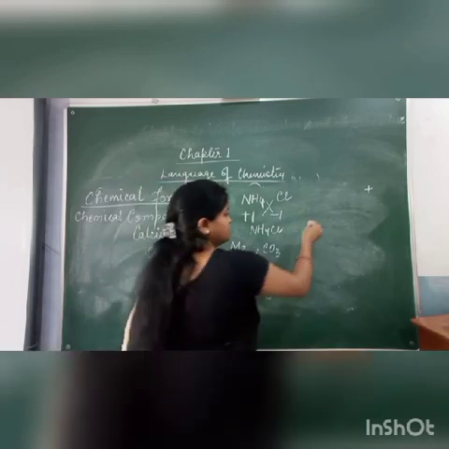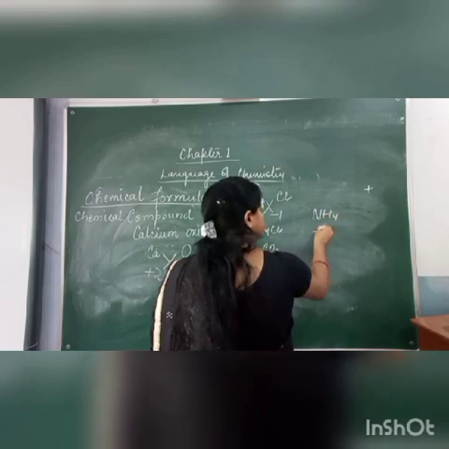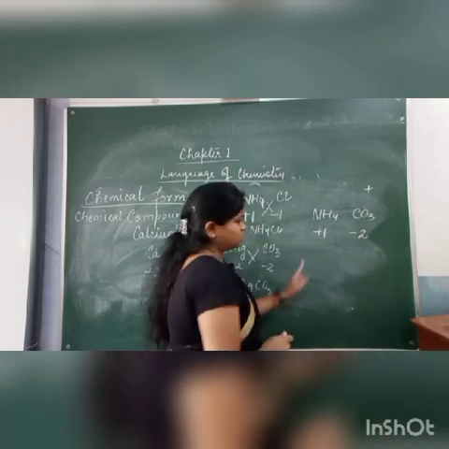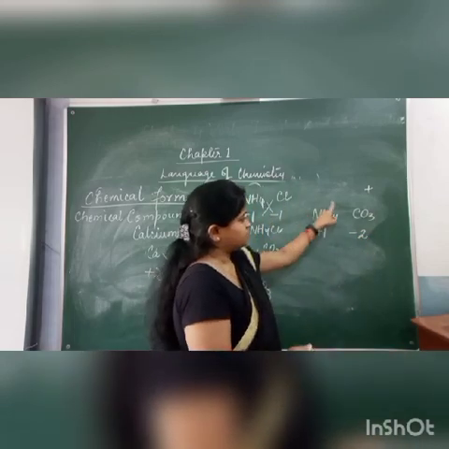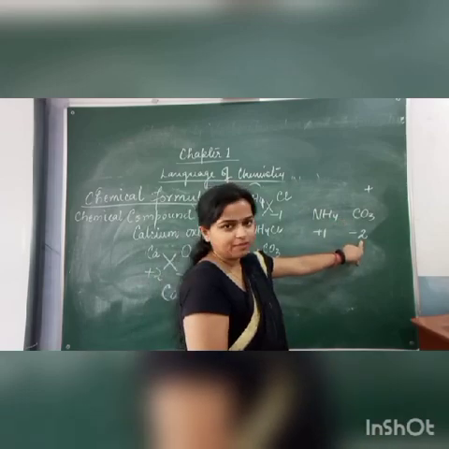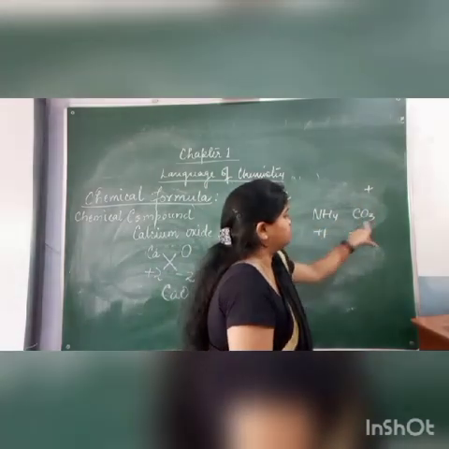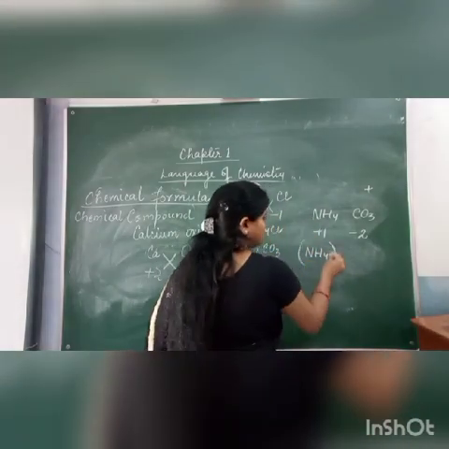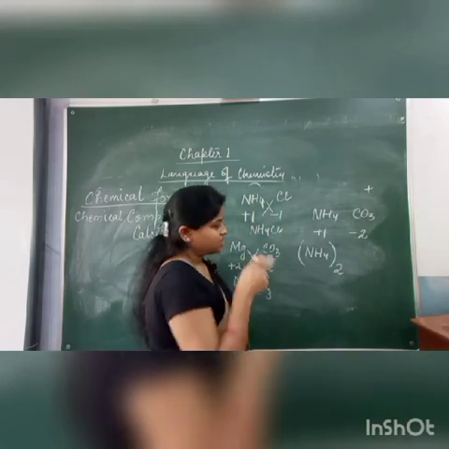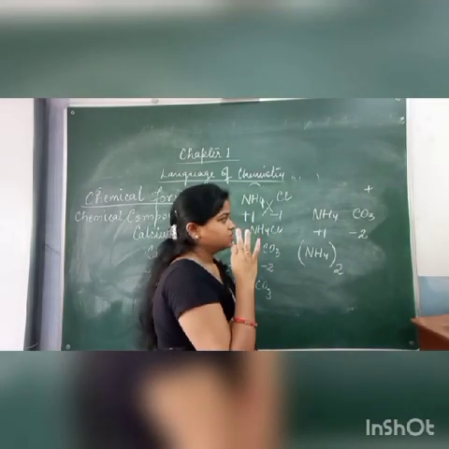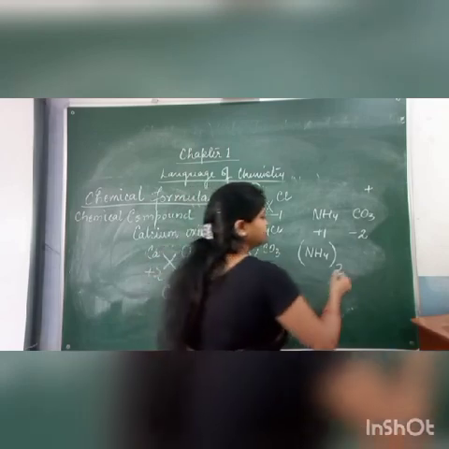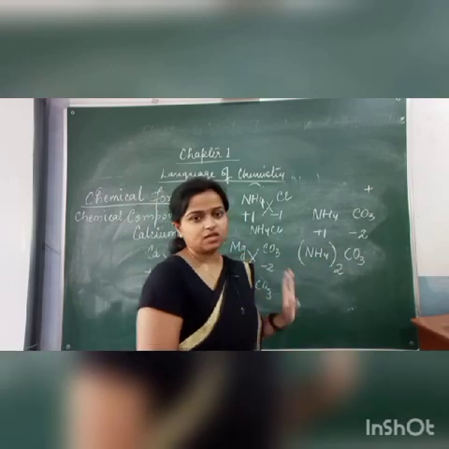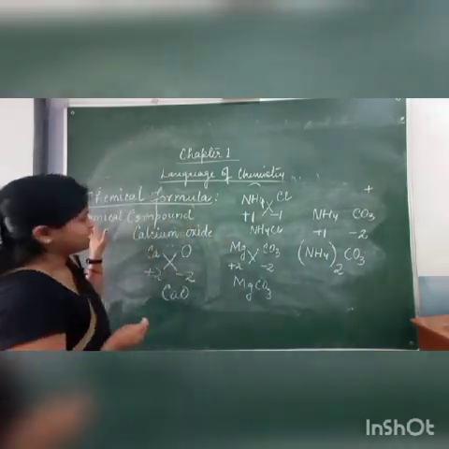Suppose there is an example to write the formula of ammonium carbonate. Ammonium is NH4, +1. Carbonate is CO3, -2. Now you see both the numbers are different. It means this whole NH4 will be multiplied by 2 and this whole CO3 will be multiplied by 1. Therefore, we will write NH4 in brackets, whole twice. Clear? Keep this in your mind, because you make this mistake, that's why I am telling you. And CO3. This is the formula of ammonium carbonate.